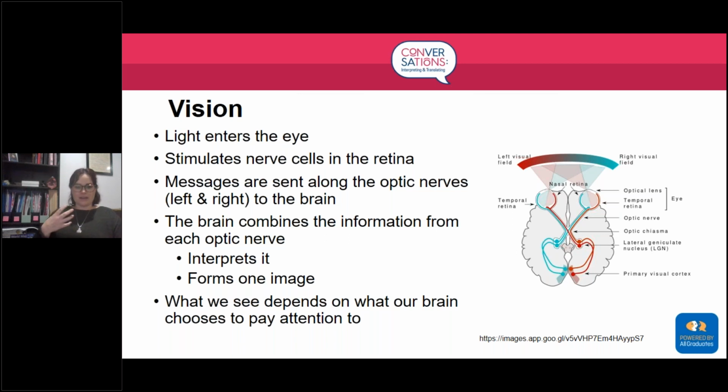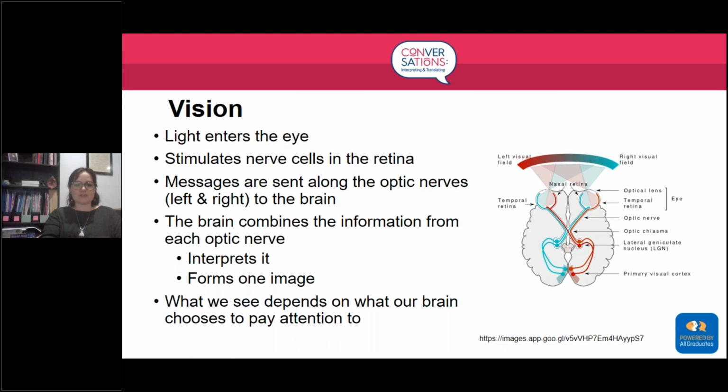That area of the brain is specialized. It's at the back of your head in the occipital area, if anyone's interested in some other words. That area is specialized to interpret those signals coming from the eyes. We don't see things as right and left; our brain has to combine all of that information together, so we just see one image. The interesting thing is that what we see really depends on what our brain chooses to pay attention to.